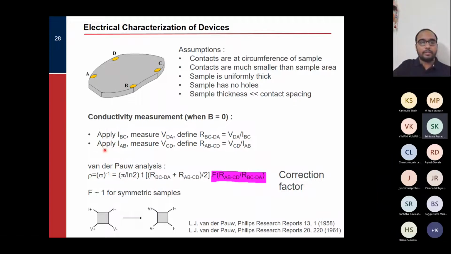Now I'll do the reverse. That is, I apply I_AB between these two and measure the voltage between these two, and then I get the resistance corresponding to that.